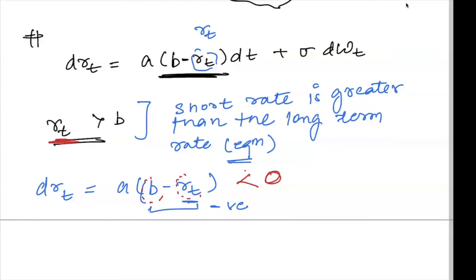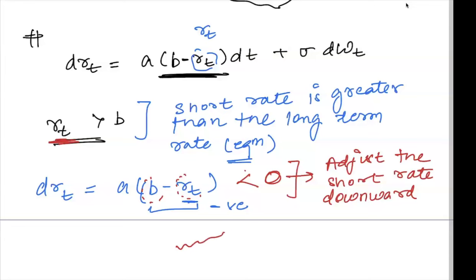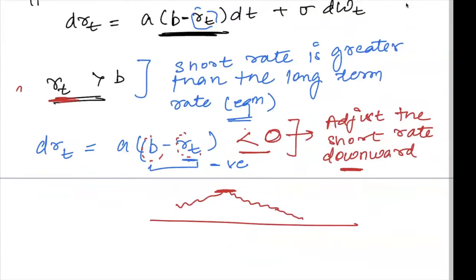When it's negative, it adjusts the short rate downwards. So let's say at this point you check whether it's less than zero or greater than zero, and you see it's negative. If this is our long-term equilibrium, the rate will come back down here. So this adjusts the short rate downward. This is our first case, when Rt is greater than B.